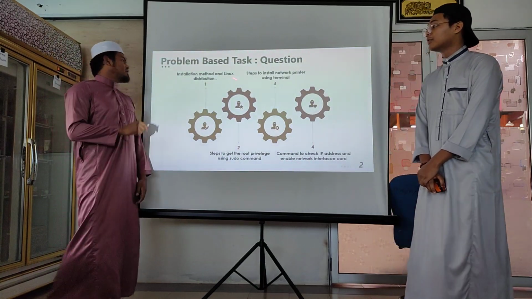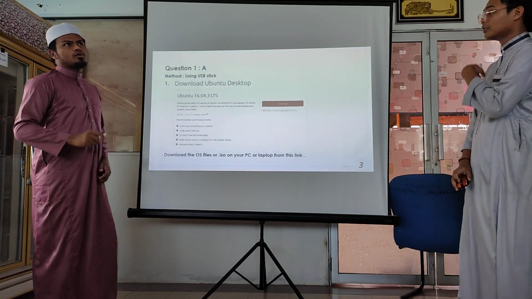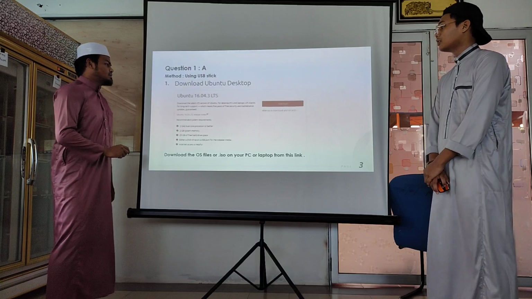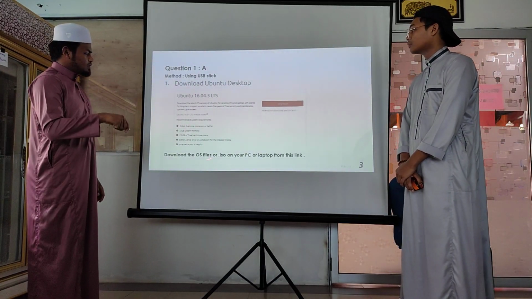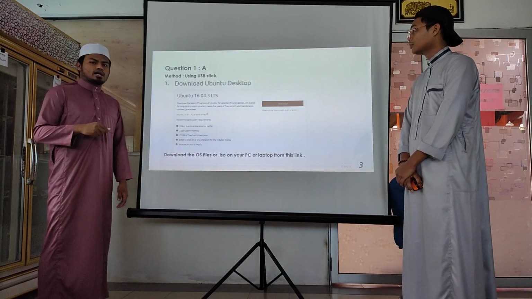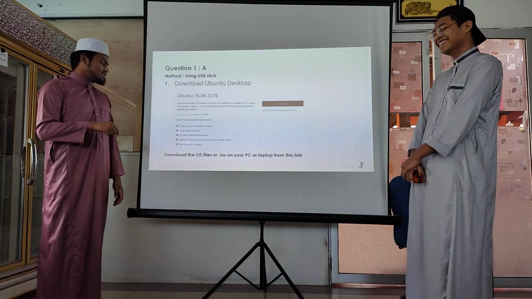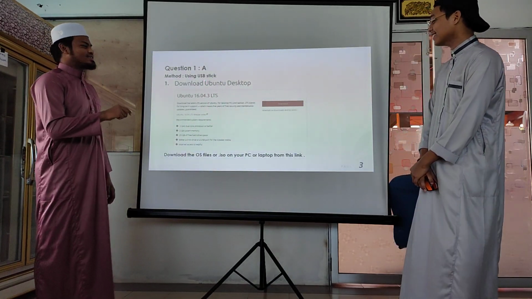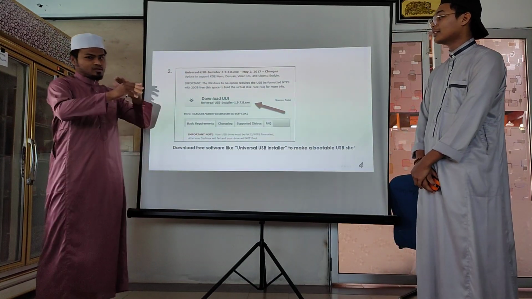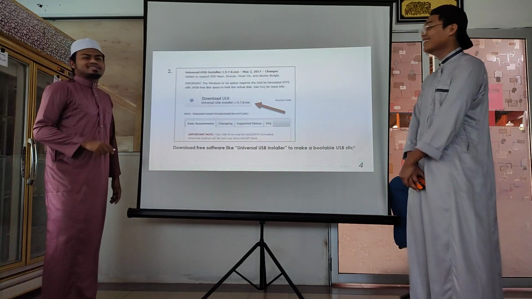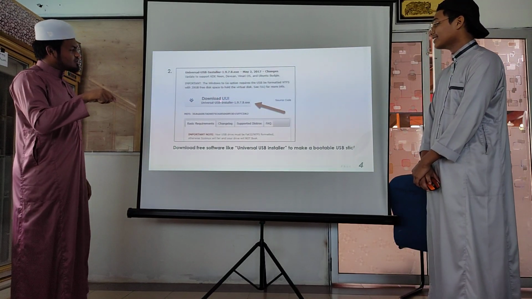Okay, we start with the installation method and Linux distribution. We choose to use a USB stick. First, you must go to the Ubuntu website and then download the ISO file for the Ubuntu desktop. Okay, next. Because this takes around 5 minutes, it must be fast. And then after that, you can download from here.